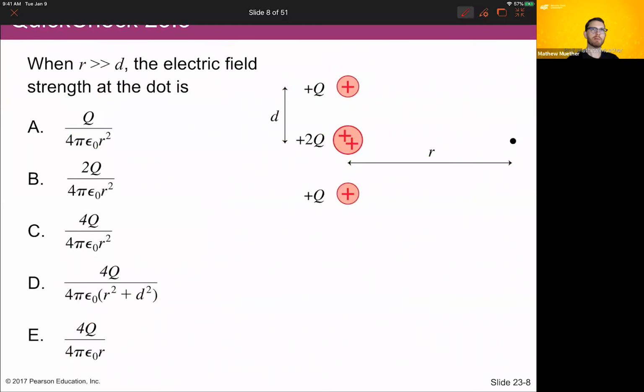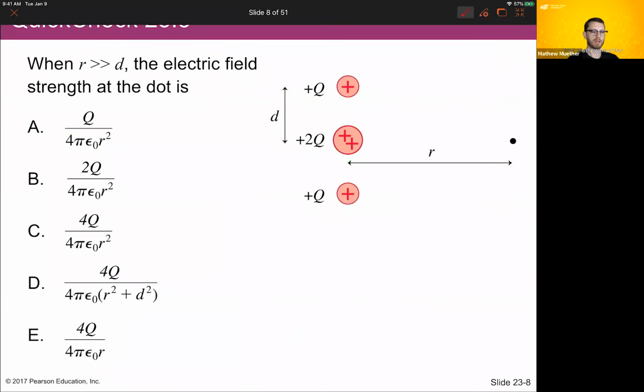Let's look at another problem then quickly. Let's look at this one. Let's imagine that I have 3 charges and they have different charge built up on them. One has positive Q, the one in the middle has twice that amount of charge, and the one below it has a lower amount of charge, plus Q. Here's the question. I want to look at this point in space that's some distance r away from those charges, and those charges are separated by some distance d.